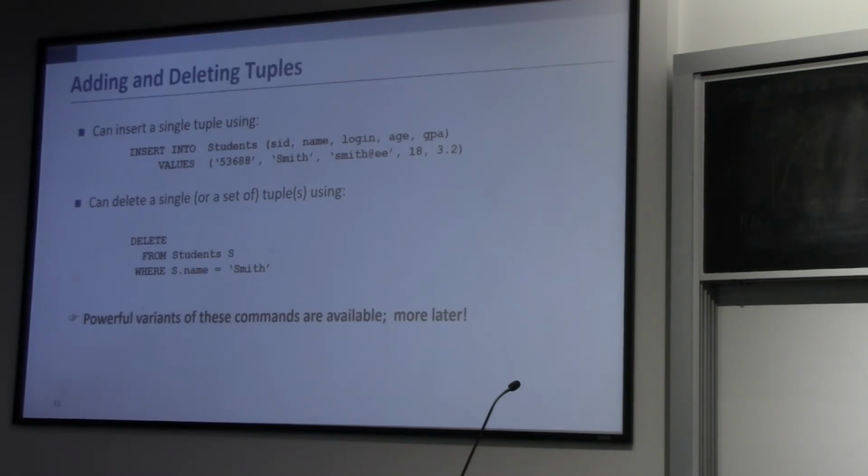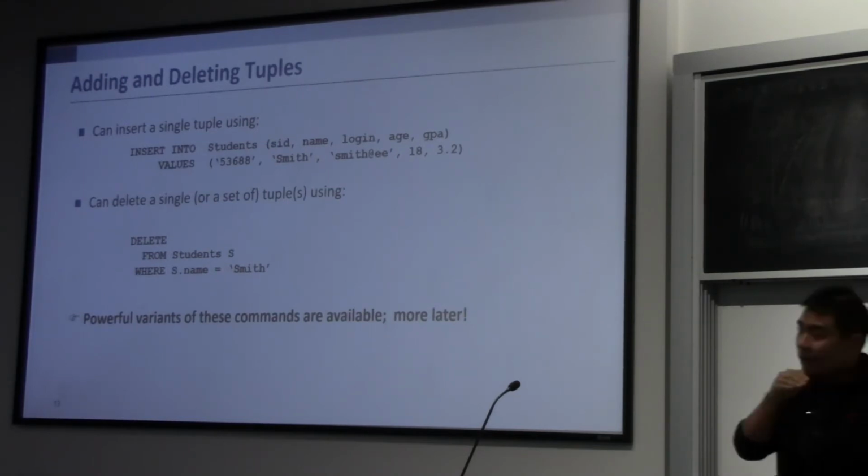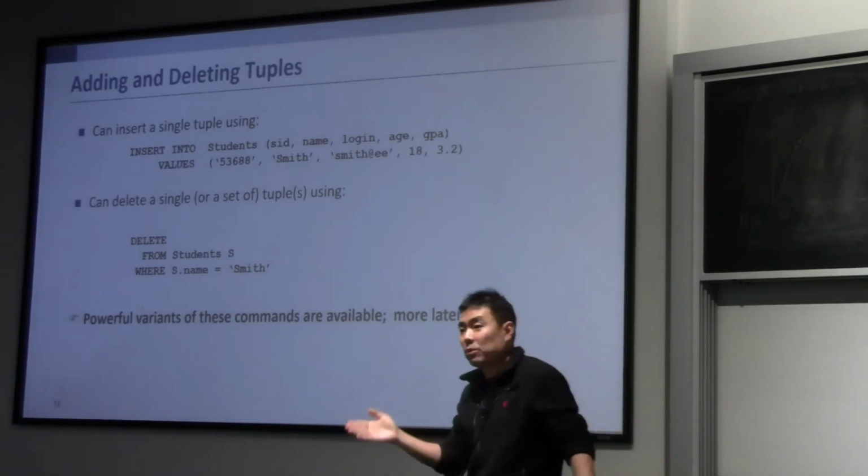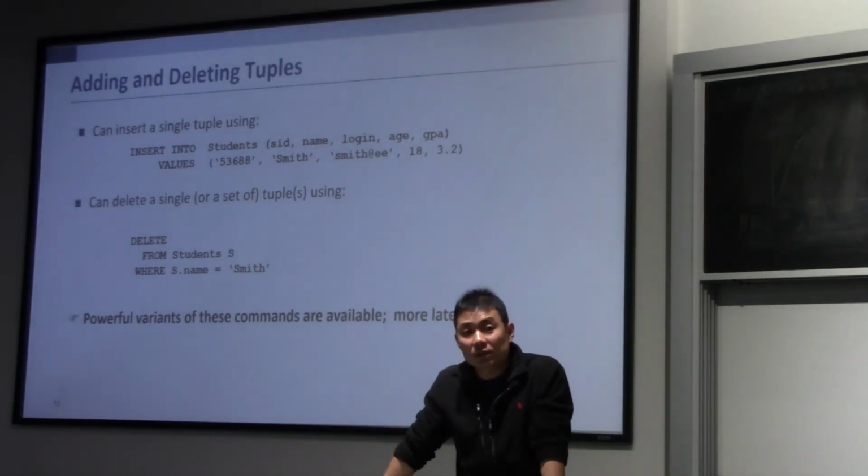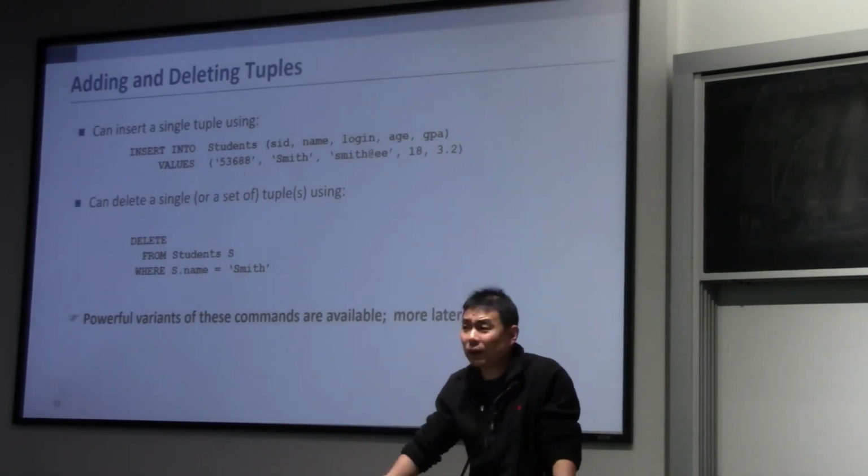Now, in some cases, you may want to supply values only for a subset of attributes of your schema for the newly inserted record. You may wonder why I want to do that. I'll give you an example, right?